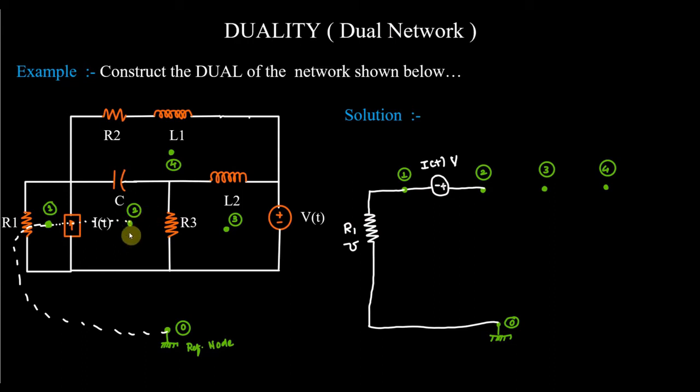Now we will see the second mesh. In the second mesh, there is no self admittance, but there is a mutual admittance. You can see that between 2 and 3 there is one resistance. So make the dual of this resistance. Between 2 and 3 we have the dual of the resistance, and the value will be R3 mho, because the dual of the resistance is conductance.